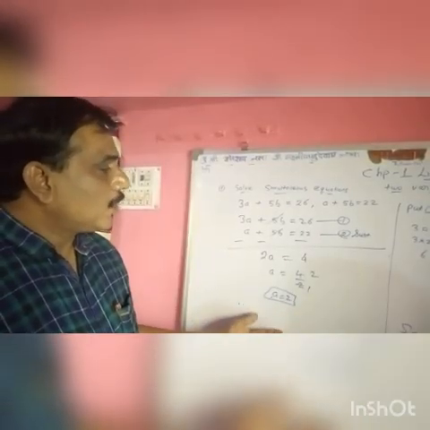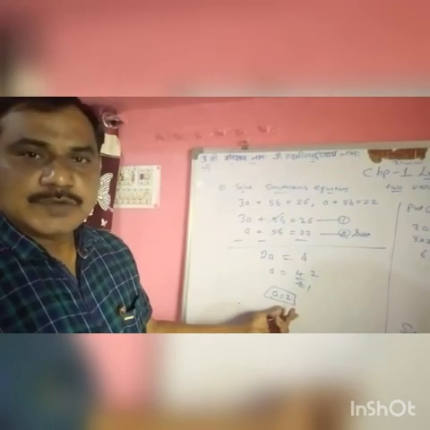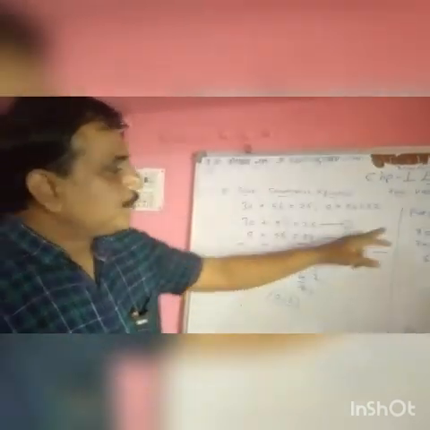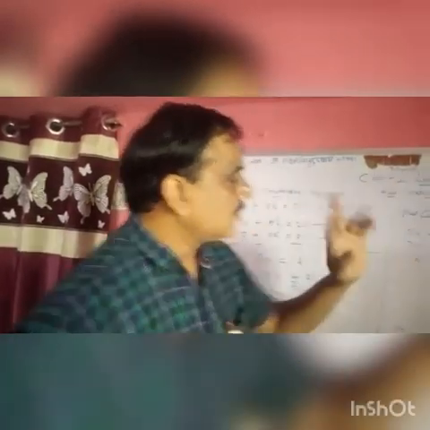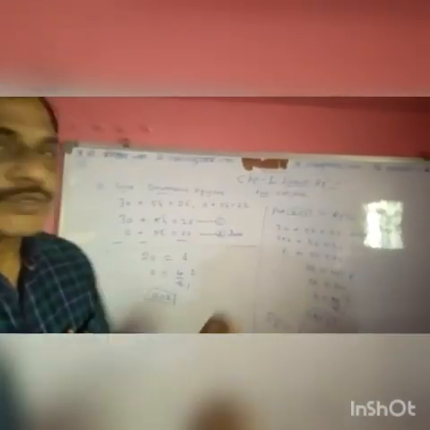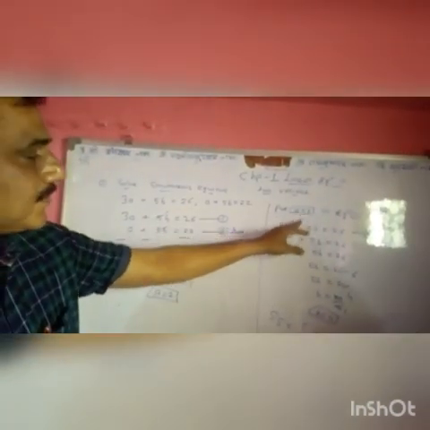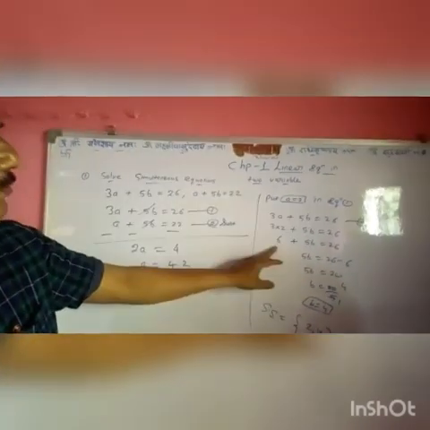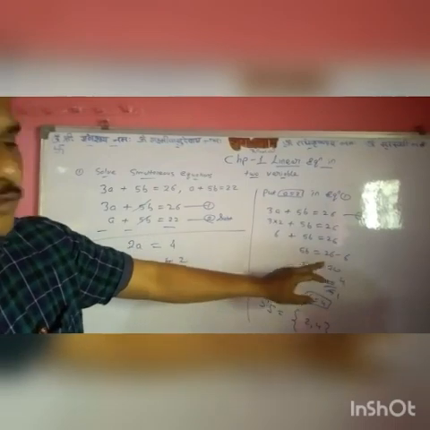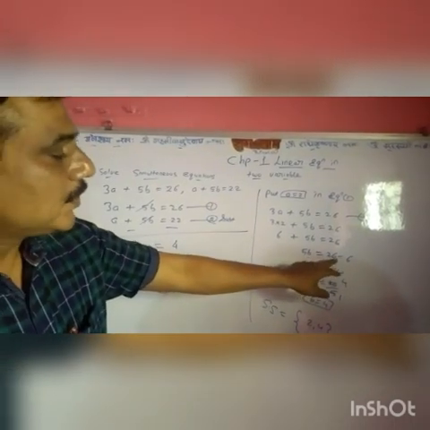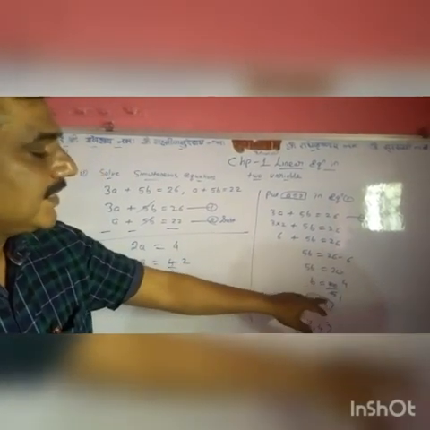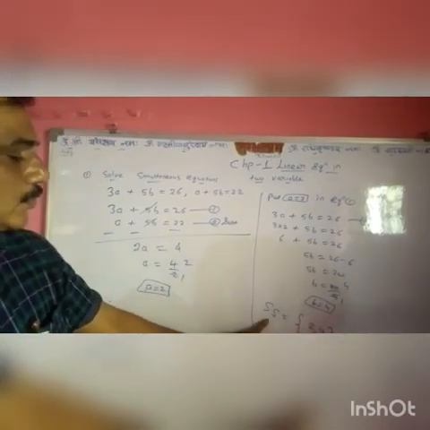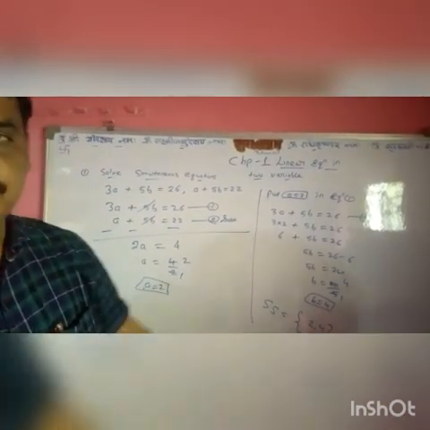Now we have an option. We can put this value a equal to 2 in any one of the equations. I have put a equal to 2 in equation 1. 3a plus 5b is equal to 26. The value of a is 2. 3 into 2 plus 5b is equal to 26. 3 twos are 6, plus 5b is equal to 26. 5b is equal to 26 minus 6, 20. b is equal to 20 upon 5. 5 fours are 20. b is equal to 4. Solution set is (2, 4).